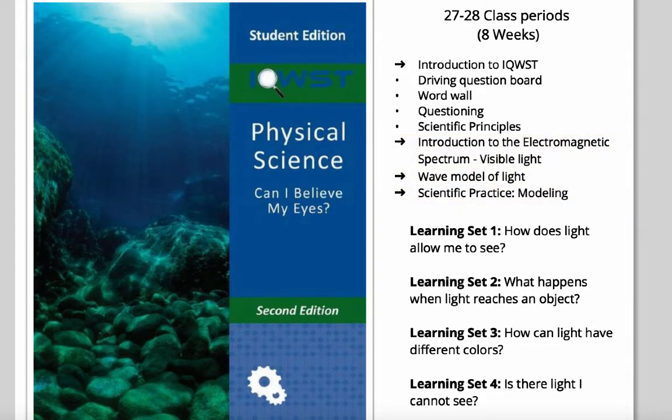It's broken up into 4 learning sets. The first learning set, how does light allow me to see? So how does that part work? Learning set 2, what happens to light when light reaches an object? How can light have different colors in learning set 3? And then, is there light I cannot see? So there will be a little bit of information about non-visible light at the end, but it's a very secondary piece.